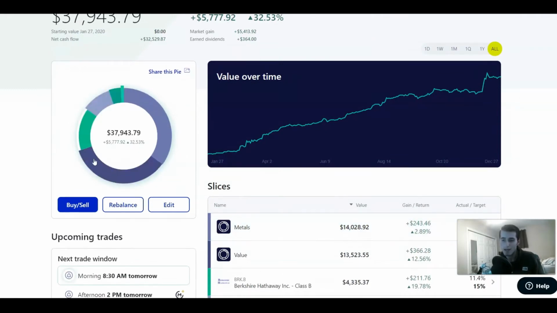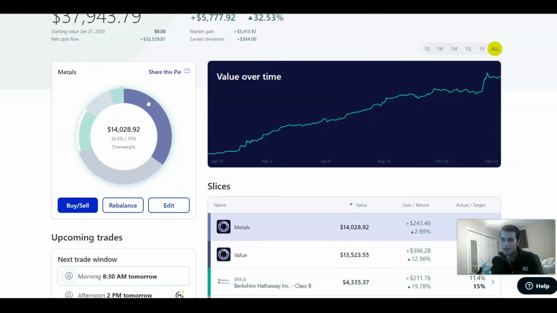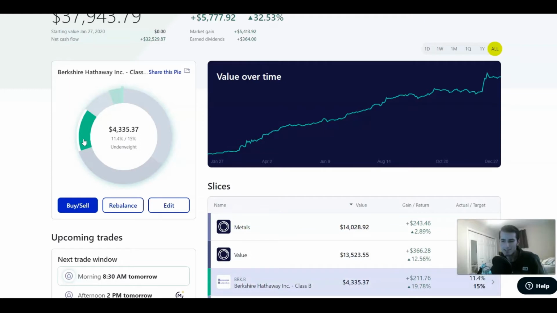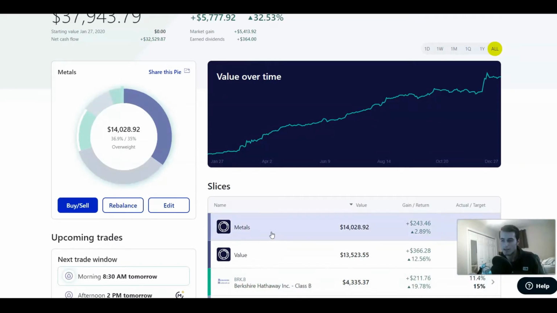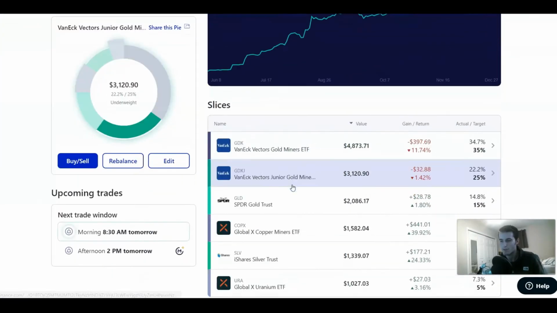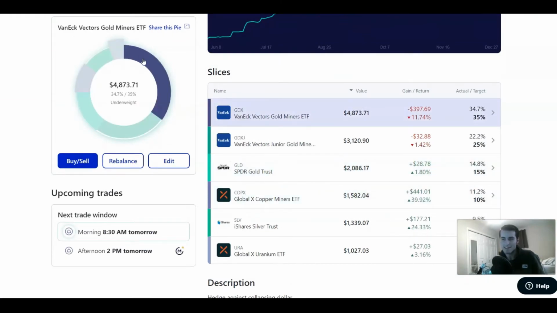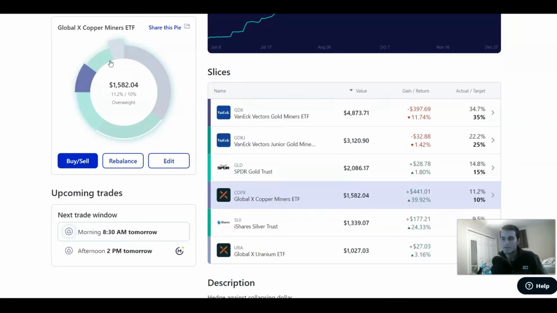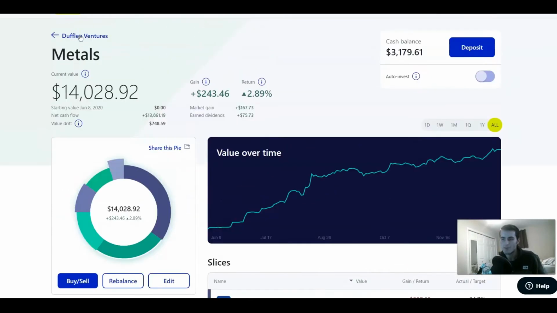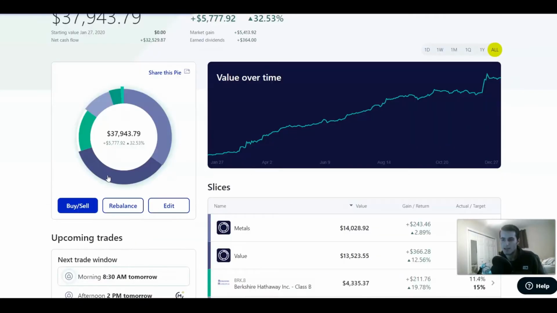But anyways, a Pi, this is the portfolio right here, and each of these slices, as they call them, make up a portion that I designate for the portfolio inside this Pi. So I'll go ahead and click on this slice right here, the metals slice. So there's a lot of gold and gold stocks in here. So you can see within this slice, there are more sub-slices in it, if you want to call it that. So you can really fine-tune your portfolio allocation by using this Pi system.